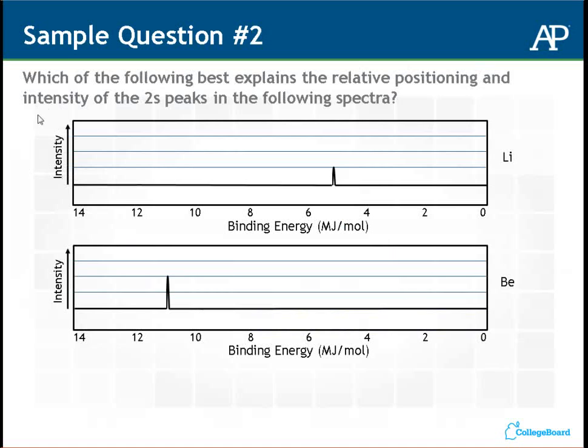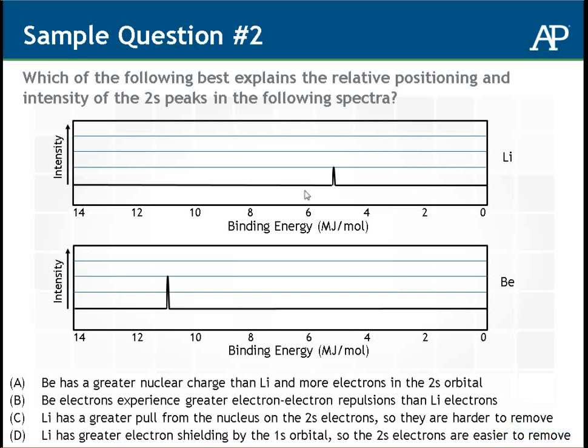Alright, so let's see if we can understand which of the following best explains the relative position and intensity of the 2s peaks between lithium and beryllium. Lithium is atomic number 3 and beryllium is atomic number 4. Lithium has 1 valence electron, beryllium has 2. But here we're talking about a 2s peak, right? So we're not talking about the core electrons, we're talking about the valence electrons. So which of these sentences could explain why we see the differences in the peak?